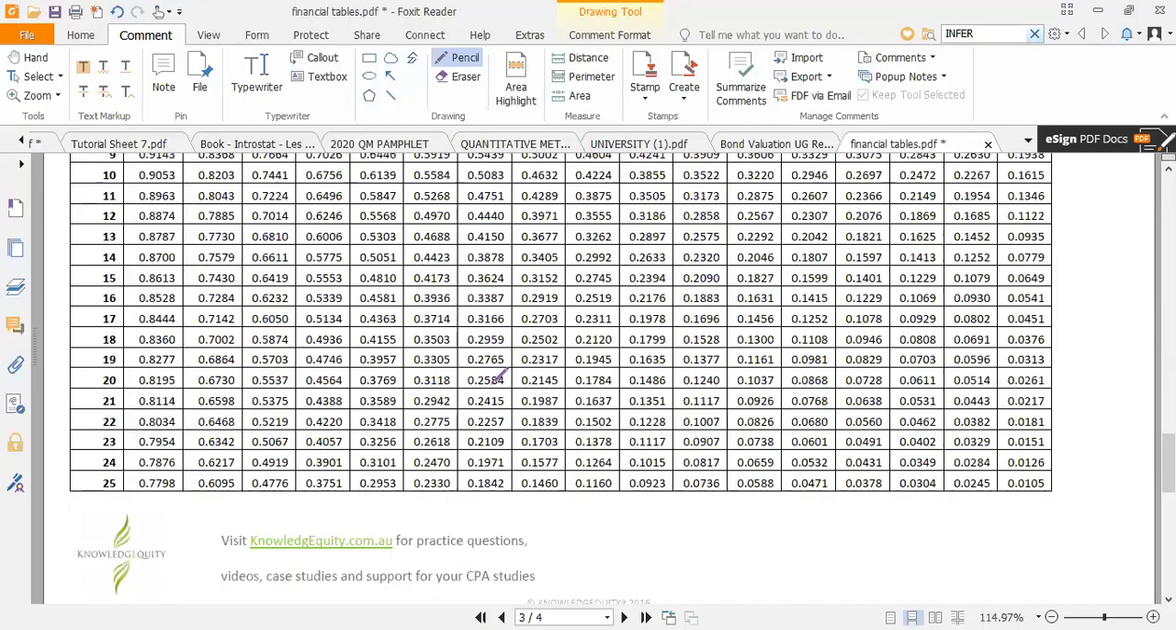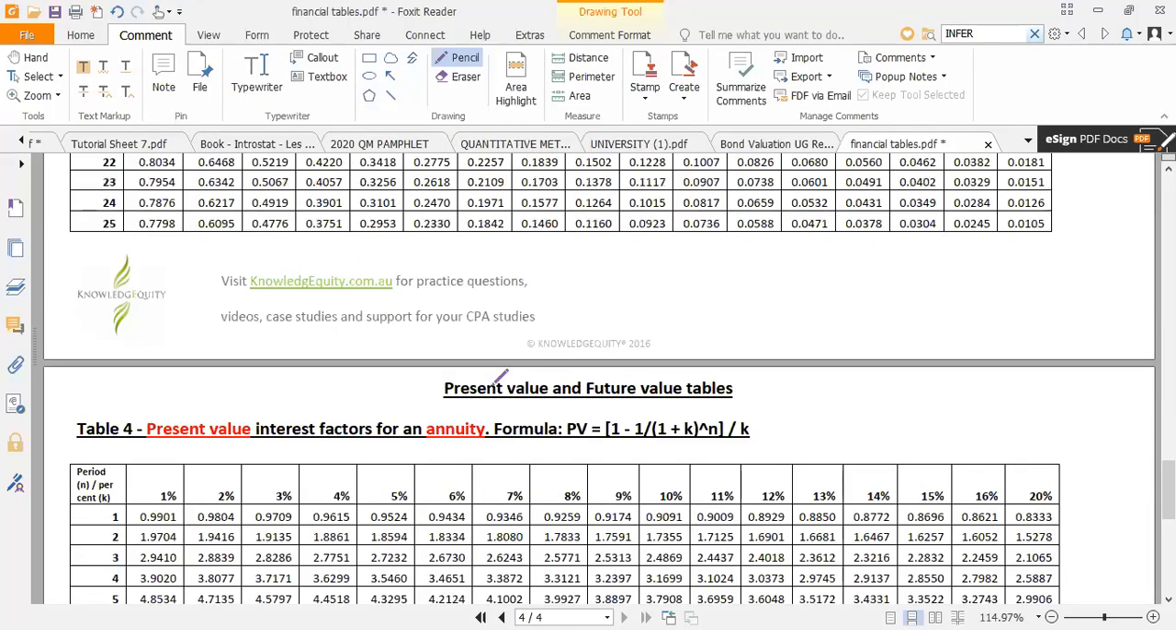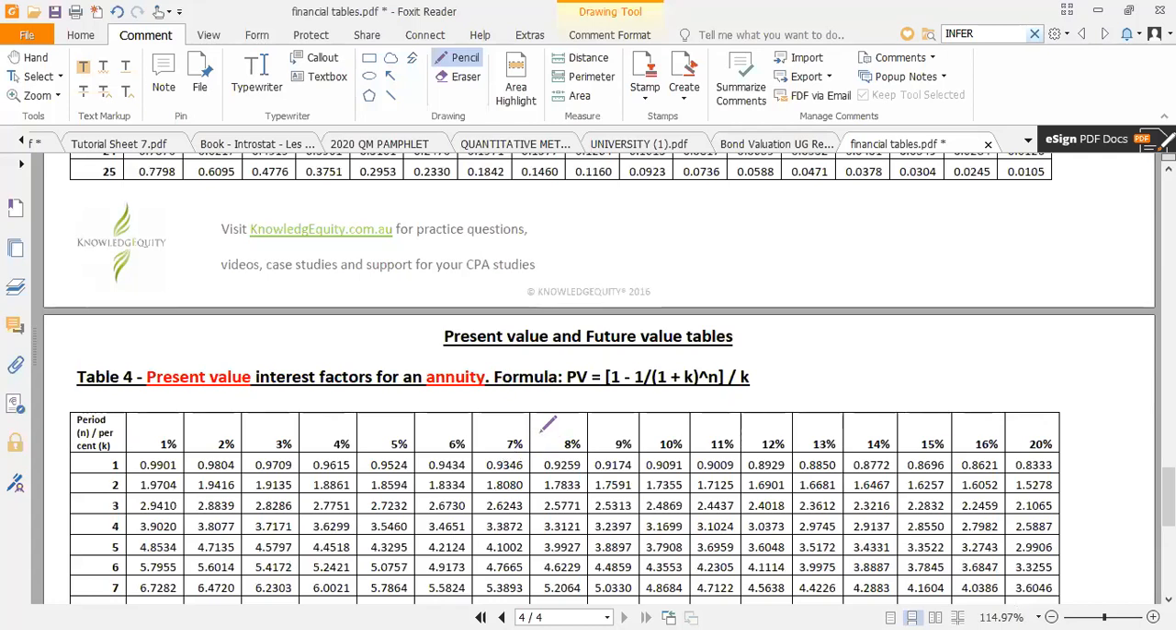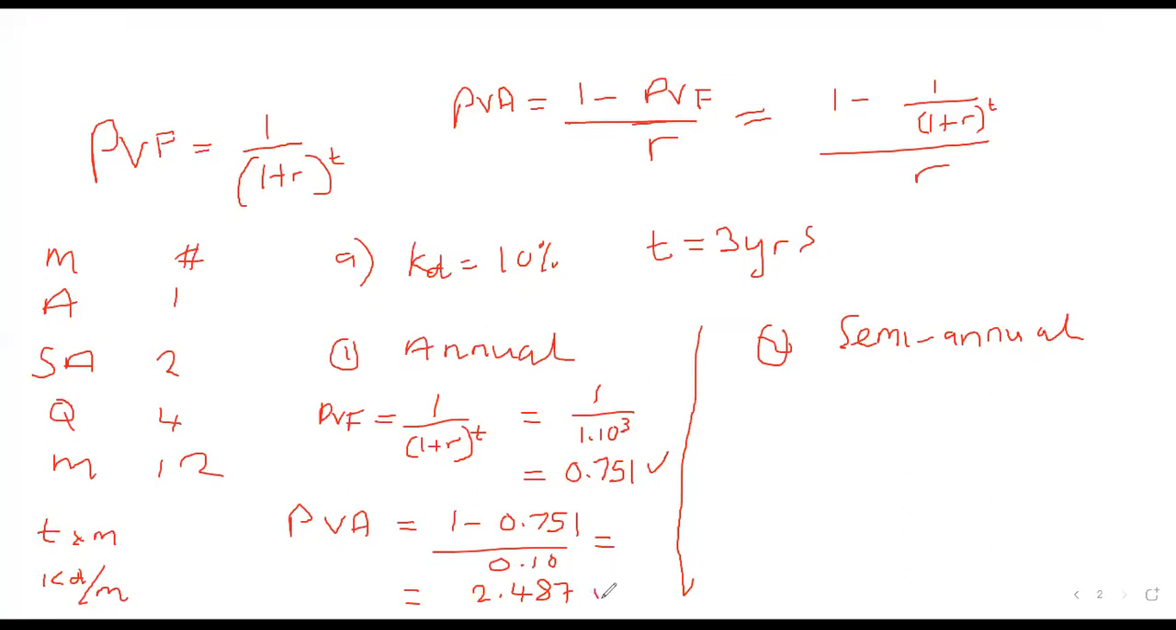Then go to the annuity. Present value annuity, you go to 10% under 3. 2.487. They are found here together.